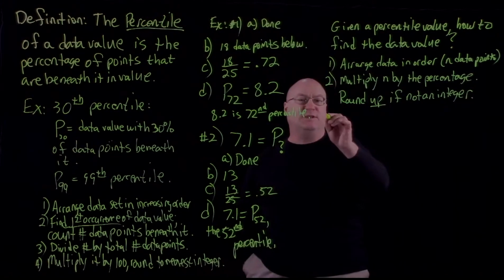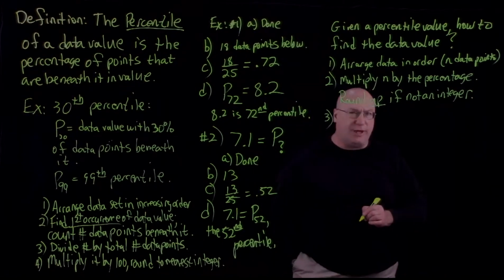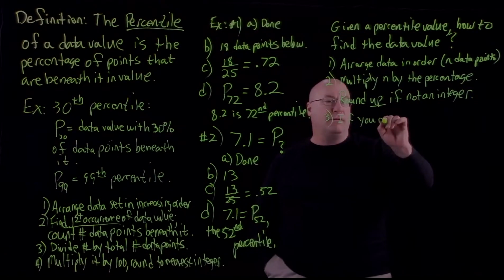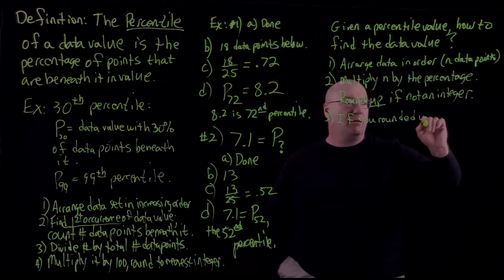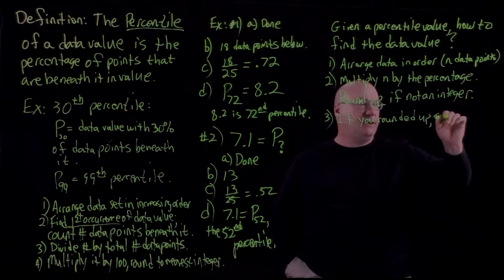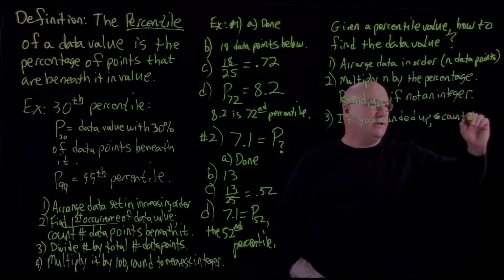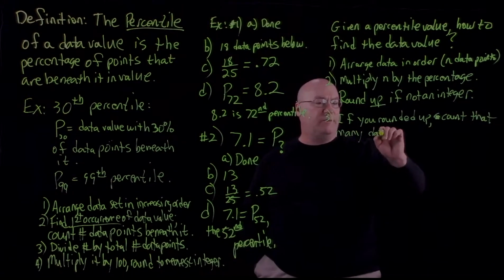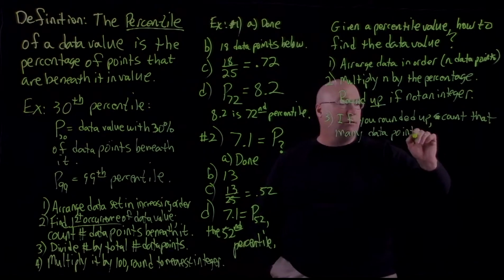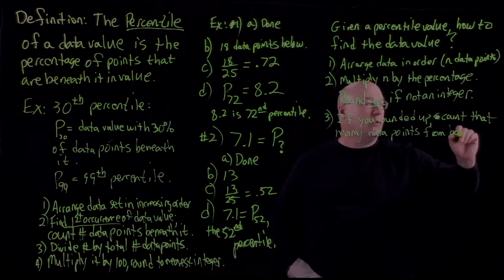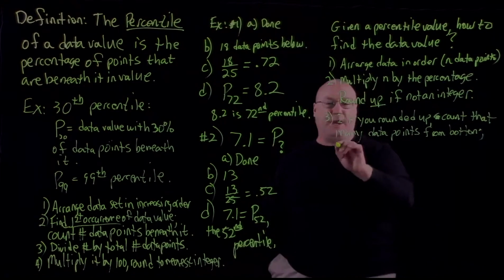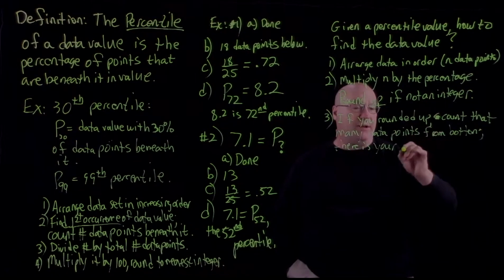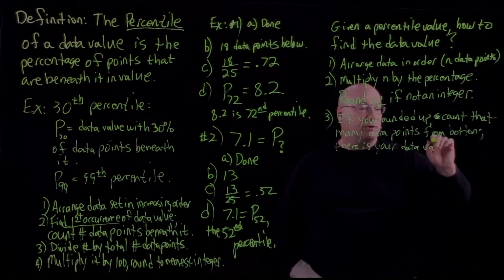All right, then what? In step three, if you round it up, count that many data points from the bottom. There is your data value with the given percentile.